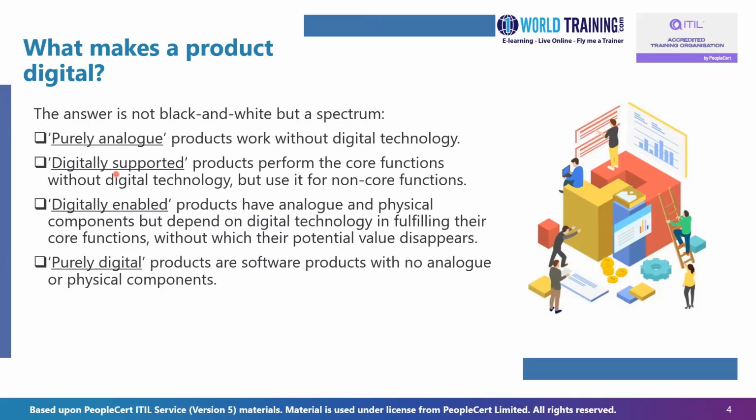These are actually replicas of what we have seen in the foundation course also. Then we have digitally enabled products. These have analog and physical components, but depend on digital technology in fulfilling their core functions. Without that, their value disappears. And then on the other side, we have purely digital products, which are largely digital, so to speak. These are essentially software products with no analog or physical components.